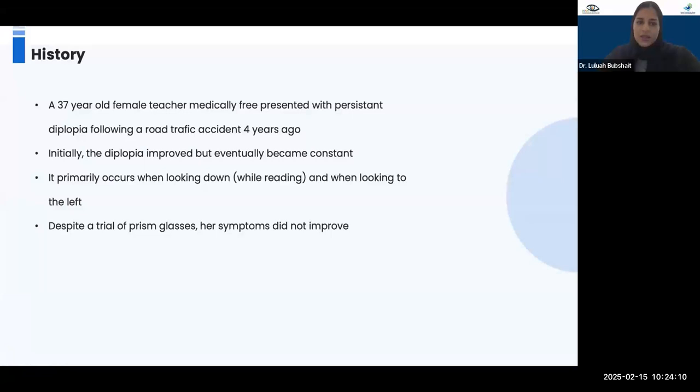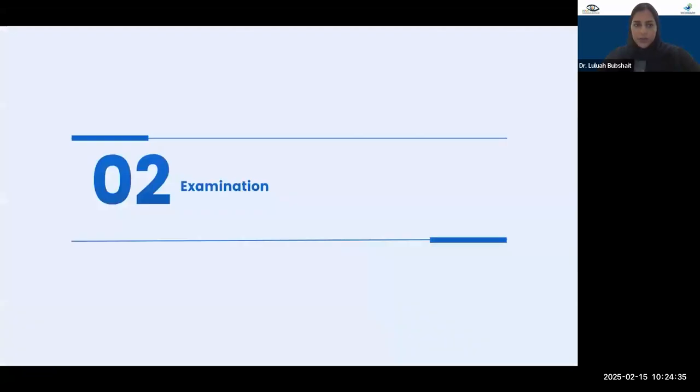She was a 37-year-old female teacher, medically free, presented with persistent diplopia following a road traffic accident 4 years ago. Initially, the diplopia improved, but eventually became constant. It primarily occurs when she looks down, especially while reading, and when she looks to the left. Despite a trial of prism glasses, her symptoms didn't improve.